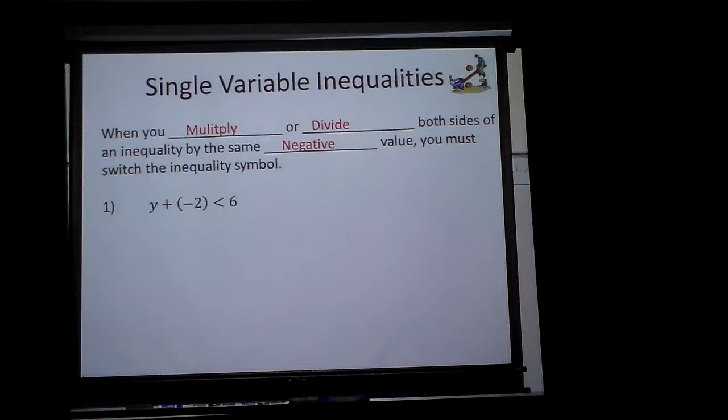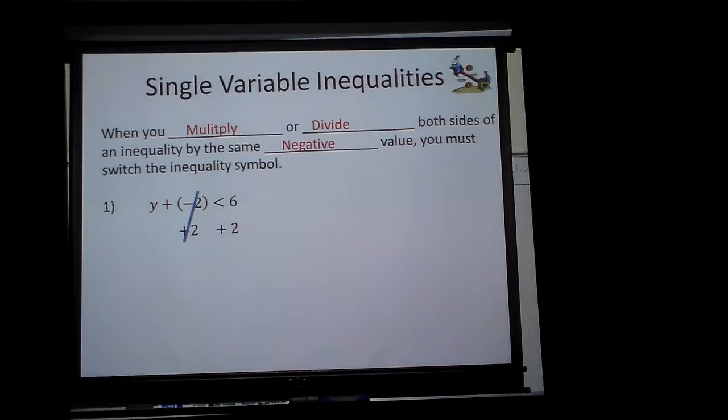Well, let's look right here. Here we have y plus negative 2 is less than 6. The way I look at it, I could rewrite that as y minus 2. How do I get rid of a negative 2? I simply add 2. And if I do it to one side, I must do it to the other so that we don't change the values, so that we're not teeter-tottering back and forth up there.